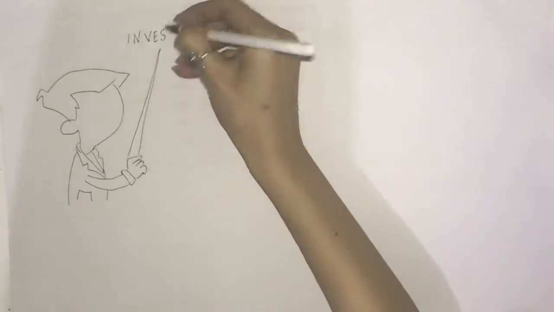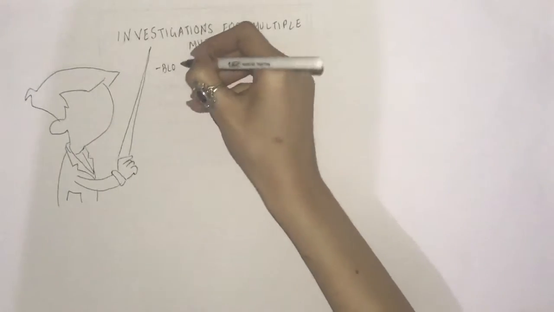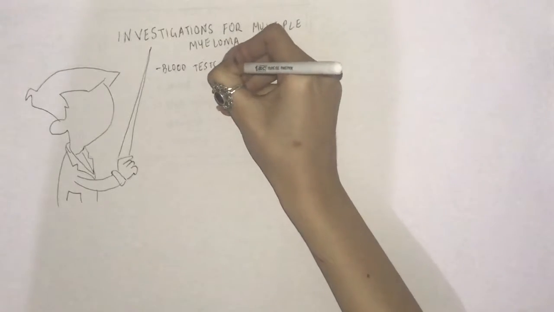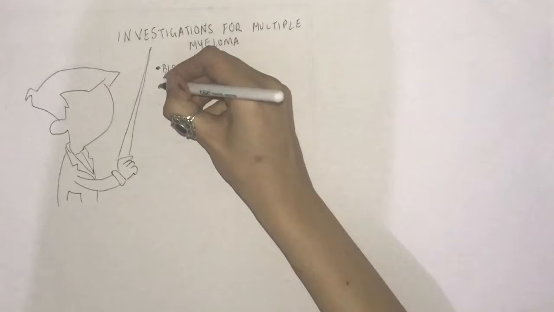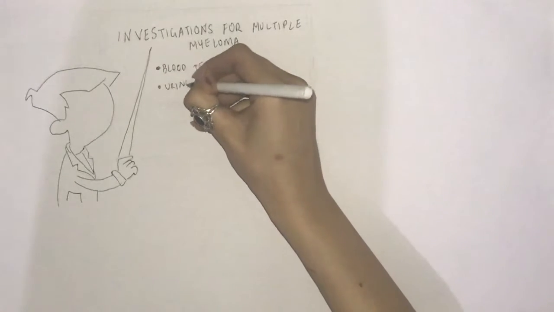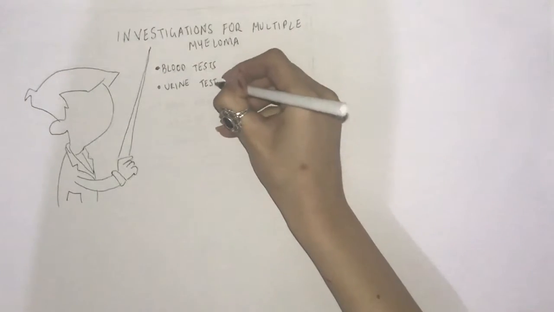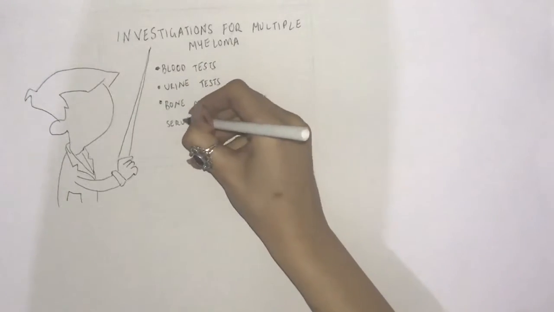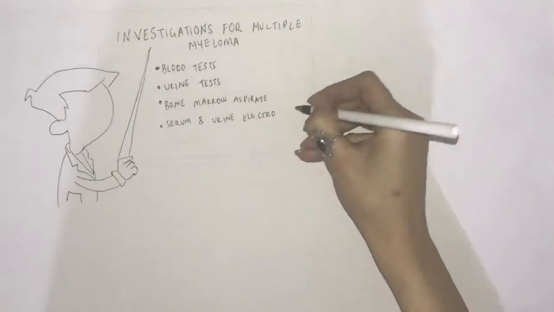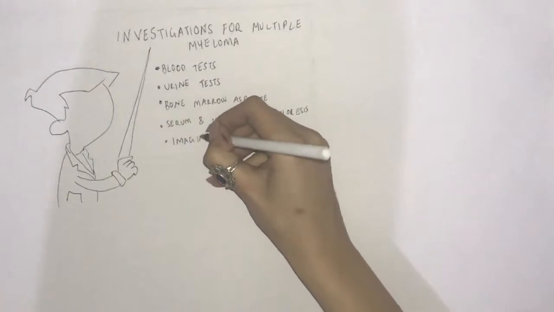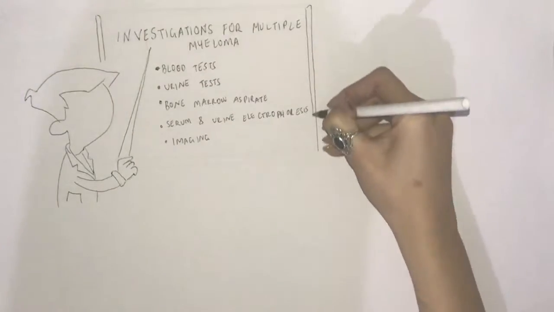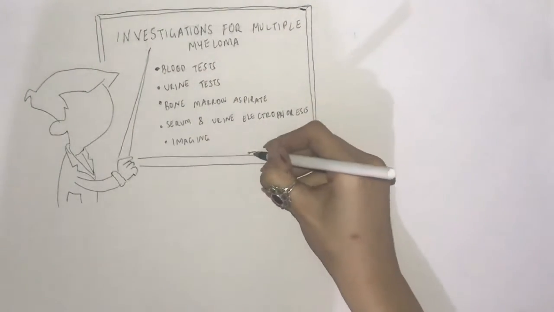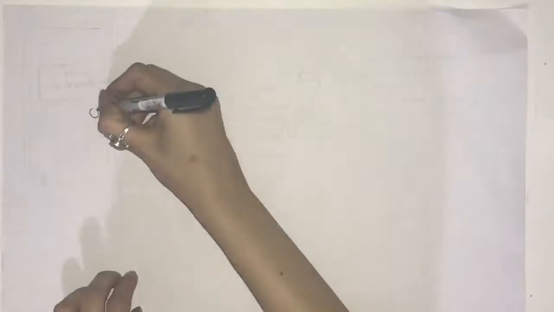Some investigations used for multiple myeloma include the use of blood tests to detect anemia, hypercalcemia, decreased functional immunoglobulins, and increased light chain levels. We can also use urine tests to detect the excretion of these light chains. Other investigations may include bone marrow aspirates to find the malignant plasma cells, serum and urine electrophoresis for the detection of abnormal plasma cell secretions, as well as imaging to observe lytic lesions and bone fractures.